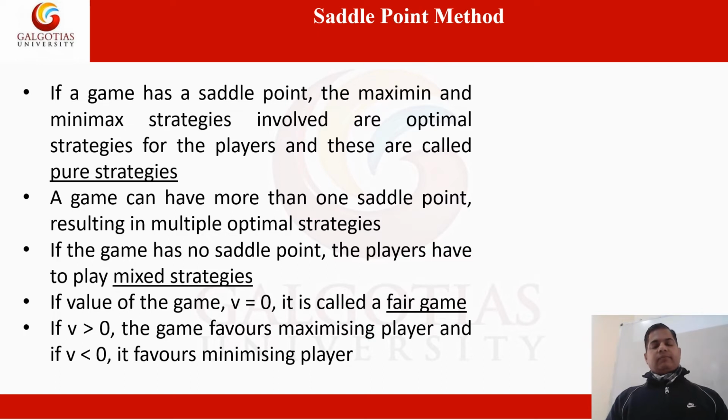If the value of the game is 0, then it is called a fair game. If v is greater than 0, then it favors the maximizing player, that means the person who is getting the profit. That means that is best for them. If v is less than 0, that is, negative, then it favors the minimizing player.